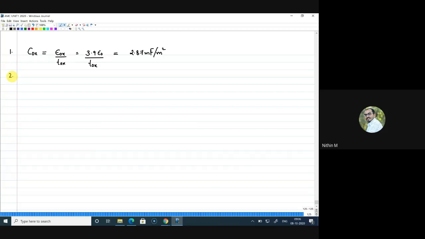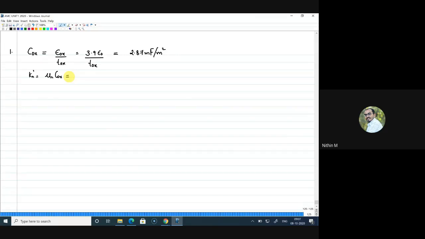Okay, again the first question, there is another part. You're also asked to find Kn dash. What is Kn dash? Kn dash is mu n into Cox. Cox is already obtained. Mu n value is given in centimeter square per volt second. So if you put appropriate units and evaluate, you will get the value of Kn dash. Can I get answers in the chat box? By the way, if some of you have doubts in between, you can unmute and ask. Yeah, Nishant, Kn dash answer.